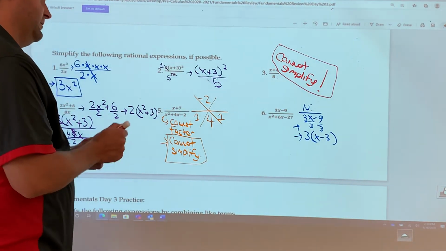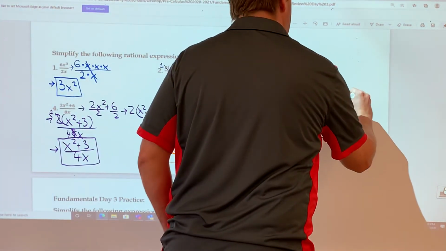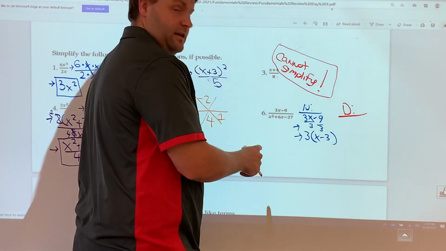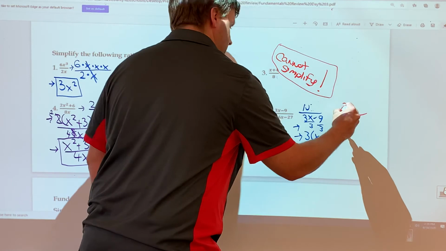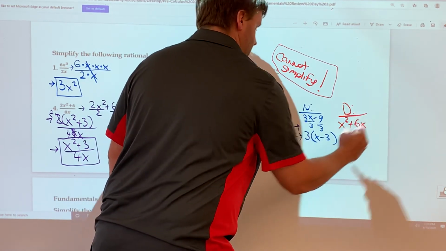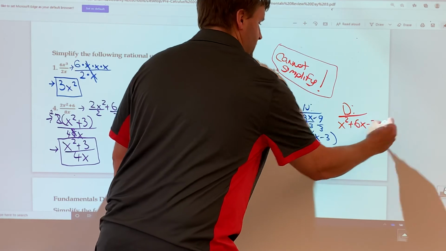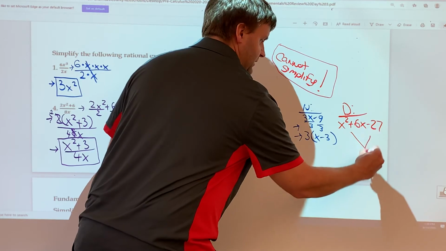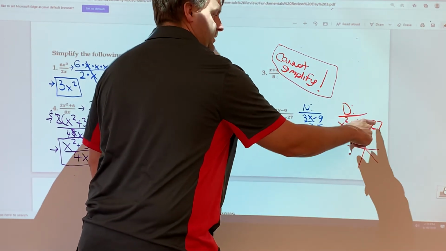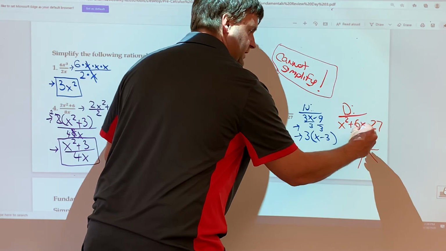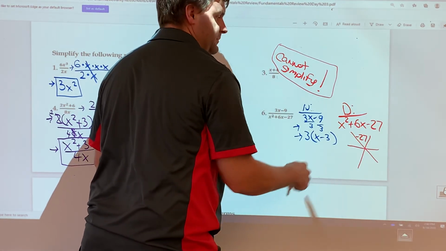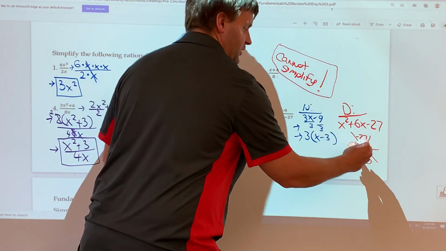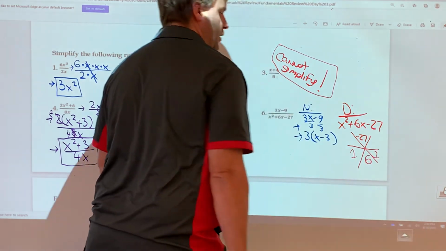Let's look at the denominator. The denominator here, I've got a trinomial, so I'm automatically thinking star method. So we're going to have x squared plus 6x minus 27. We're going to start the whole process here. First coefficient times last, so 1 times negative 27 is a negative 27. Middle coefficient next to the x goes down here. And then your first coefficient goes here, 1 and 1.